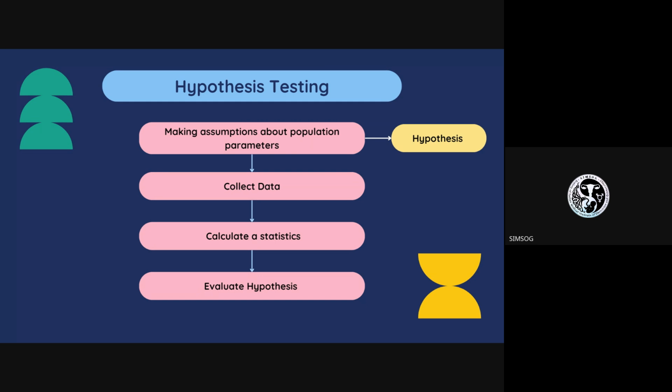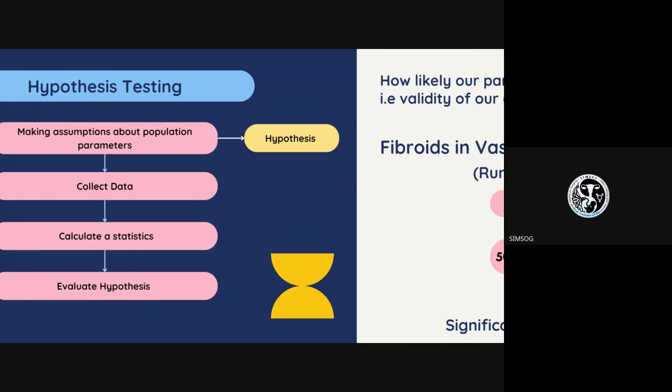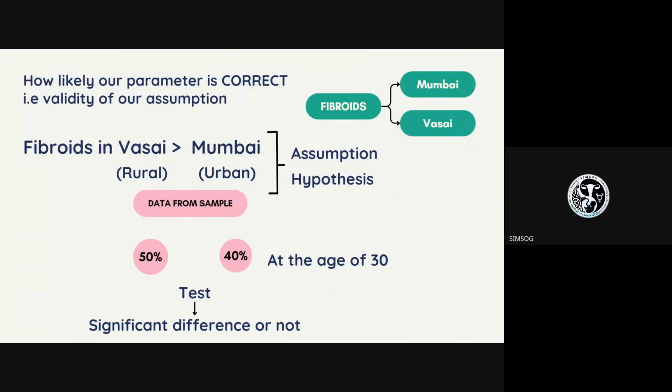But essentially, you'll find a number using the statistical test, and that number will also give a p-value, and together these will have to be used to evaluate the hypothesis, in which there are two options. It can either accept the null hypothesis, or reject the null hypothesis, which in turn also means proving the alternate hypothesis. So in hypothesis testing, we find out how likely a parameter is correct, that is, the validity of our assumption.